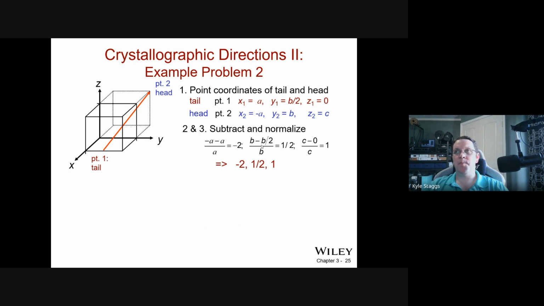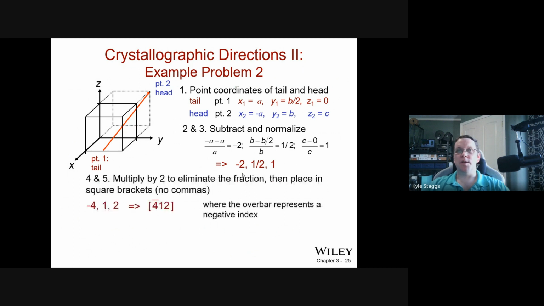So that makes sense. B minus half B over B gives us half. C minus 0, because it starts off at 0 for Z. C minus 0 over C gives us 1. So we multiply through for the integers, and we get minus 4, 1, and 2.